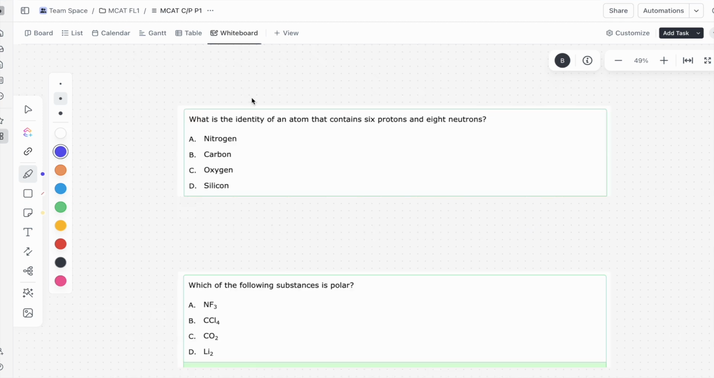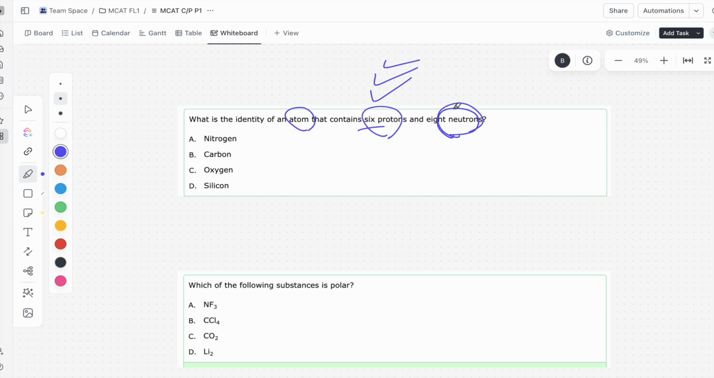The next question says, what is the identity of an atom that contains 6 protons and 8 neutrons? Guys, it doesn't get more straightforward than this. This is a very, very fundamental Gen Chem problem. 6 protons, 8 neutrons. You guys should know that the identity of an atom depends solely on the protons, okay? The number of neutrons will change which isotope of that atom it is, but the identity of the atom itself only depends on the number of protons.